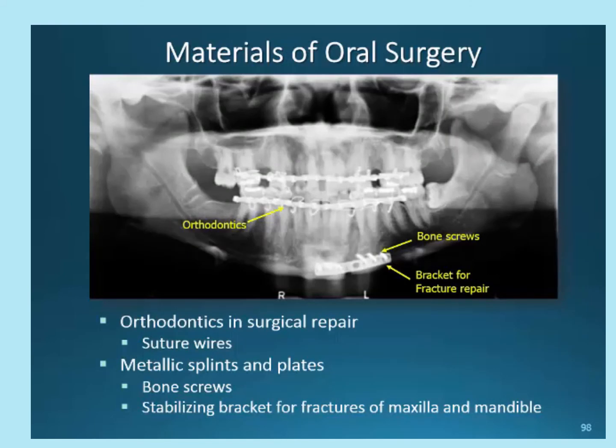Materials of oral surgery, and here I've got a lot going on. I've actually got orthodontics because this patient's jaw actually was, I believe, fused together through orthodontia. You can see that there is a bracket down lower along the border of the ramus where there was a break in this patient. They've had some type of trauma, and the bracket was used with screws to secure the mandible. And then again, here are areas of arch wires and bands used for orthodontia.